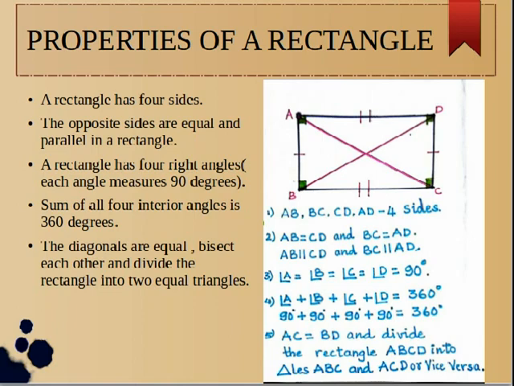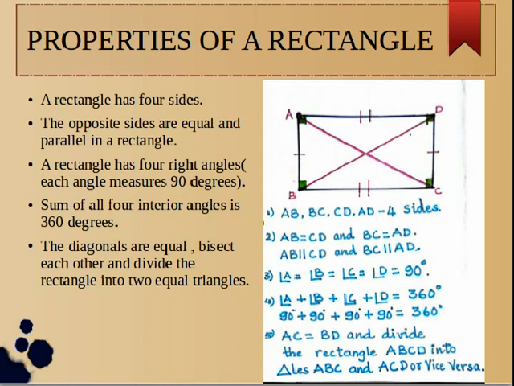Even though these basic quadrilaterals have four sides, they all have their own special properties that make them unique. So let's start with the properties of a rectangle now.